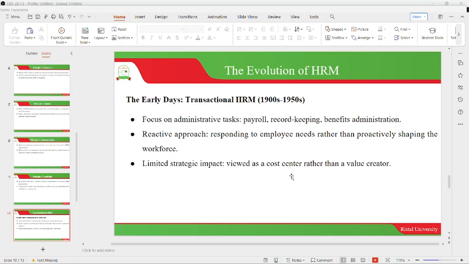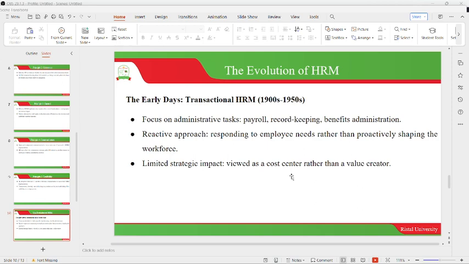Then lastly, under the early days, which you call transactional human resource management, there is a limited strategic impact. So HR was viewed as a cost center rather than a value creator. So they look at employees as cost centers. It means liability. Okay, because every month they're paying salary. So they don't look at it from the perspective that you are someone who's valuable to the organization. The month is ending, they think this one is coming to pick money. They don't see any value in employees, but what they see is rather cost. So that's the characteristic of the transactional human resource management era.